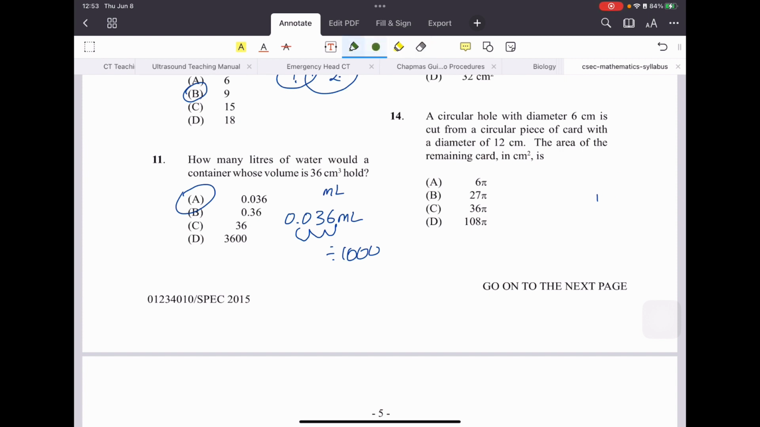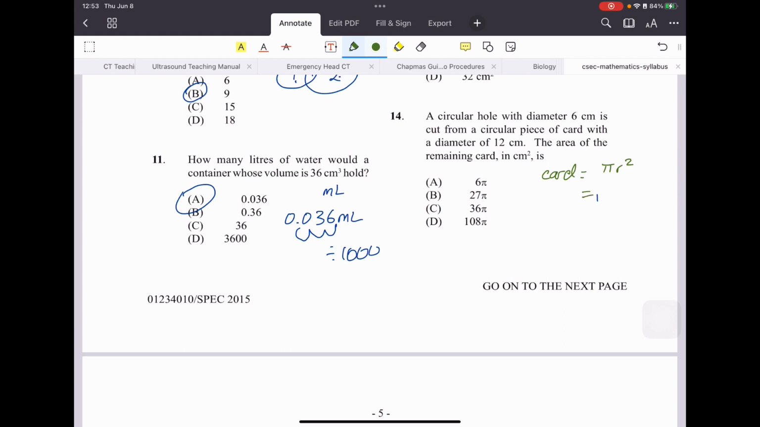So they want to know, after you cut out the circle, what is the area remaining in the card. So all you have to do is find the original area of the card, the area of the circle that you cut off, and minus them. Alright, so the area of the card, let's label it as card, right? And remember, your formula is pi r squared. So they give us diameter, so we need to convert diameter to radius, and our radius is half of your diameter. Okay, so don't make that mistake of using the diameter.